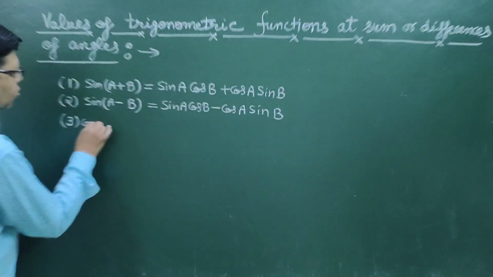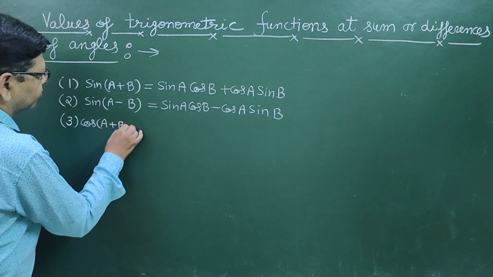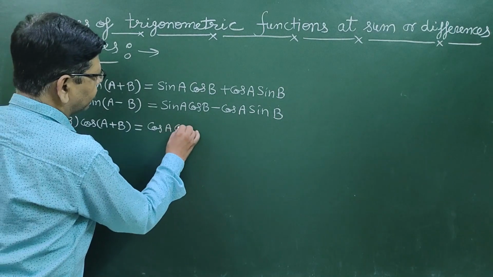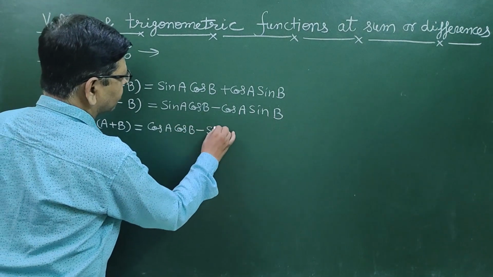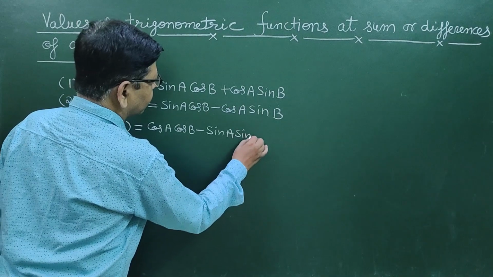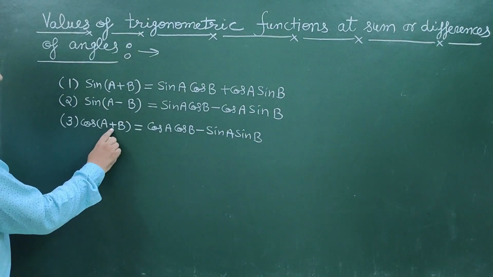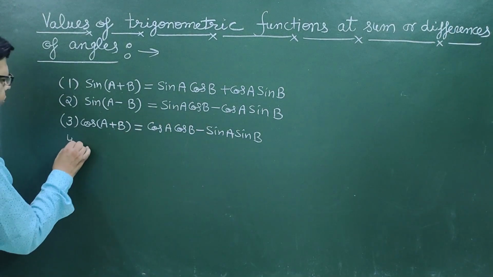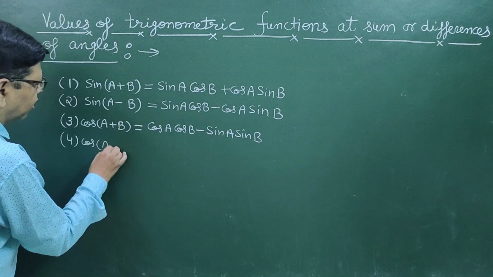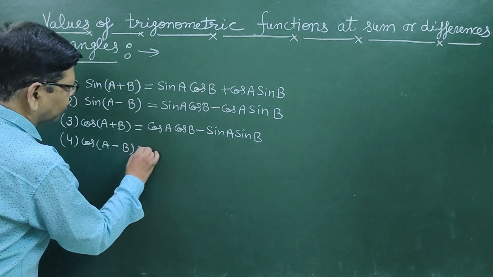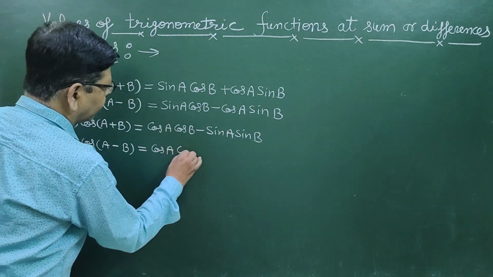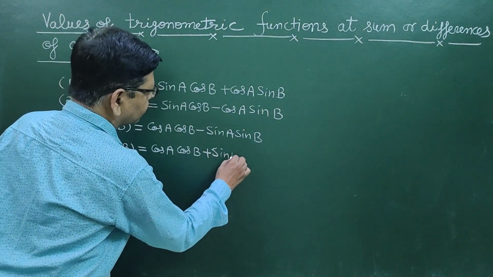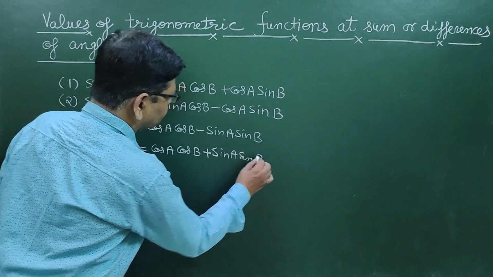Third, cos of A plus B is equal to cos A cos B minus sin A sin B. In the cos function, we have the opposite sign. If plus is here, then we have minus here. Fourth, cos of A minus B is equal to cos A cos B plus sin A sin B. Opposite sign.